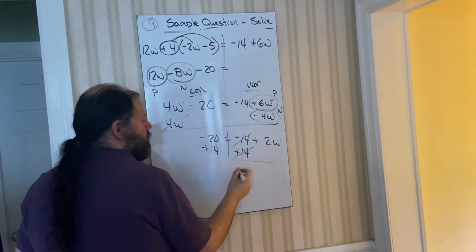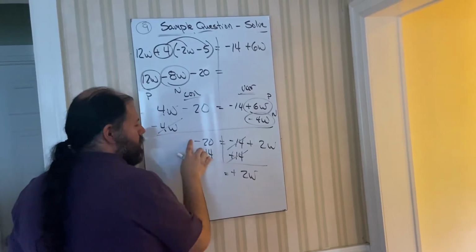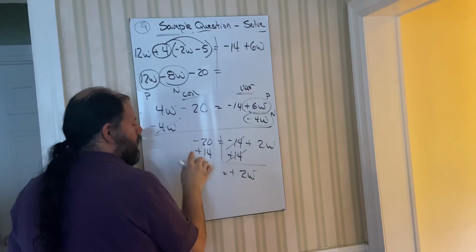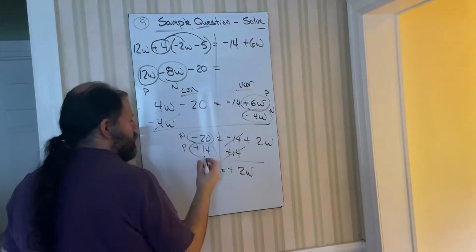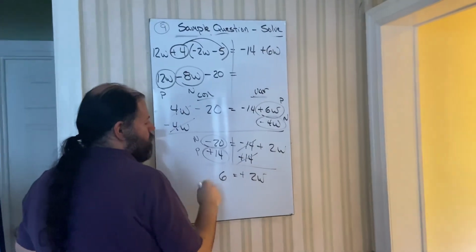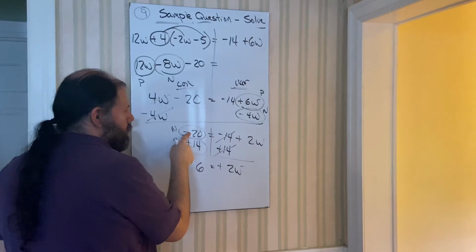These cancel out, so I'm left with 2W, positive, and over here, negative and a positive. You have to subtract because they're different labels. Who wins the tug of war? 20 players or 14? Team 20 wins.